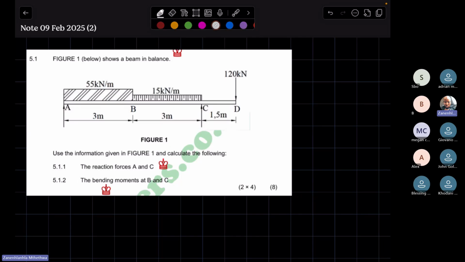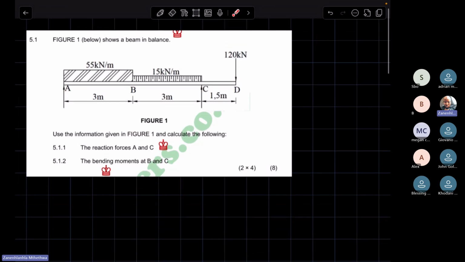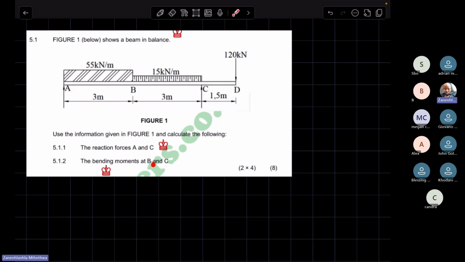Okay. So we have a beam. The beam has two reactions. You have a reaction here at A and you have a reaction there at C. This one in particular has two UDLs and a point load, and you're asked to calculate the reactions at A and C. In this case, you're also asked to calculate the bending moments at B and C. So B and C are probably the most critical points. Hence, they've asked you to calculate the bending moments at B and C.